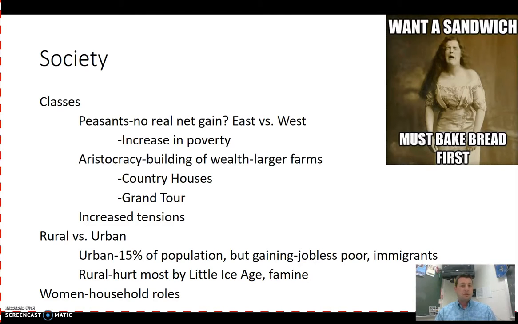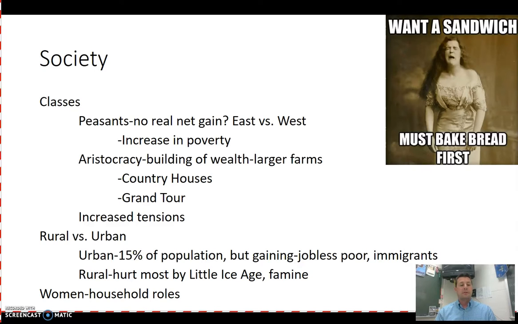People would go on these grand tours, those are mentioned in your textbook, as a way to kind of grow up into adulthood. This is all going to lead to increased tensions. How are these nobles going to kick me off my land and tell me I'm not allowed to farm there anymore? It's going to create some tension in some different areas.